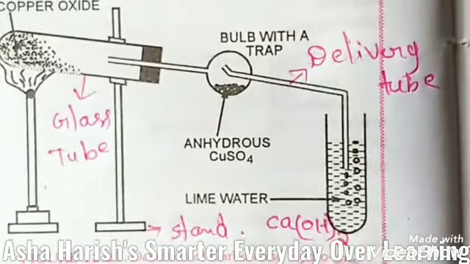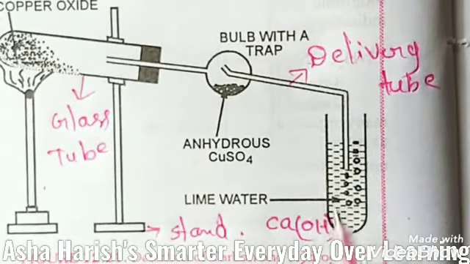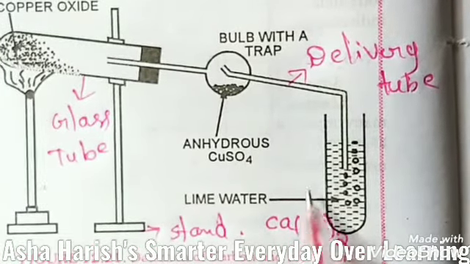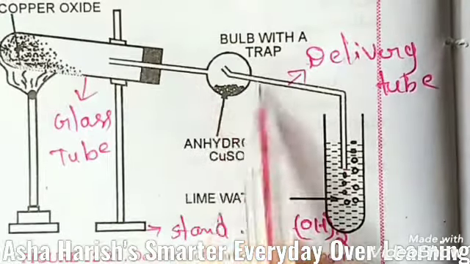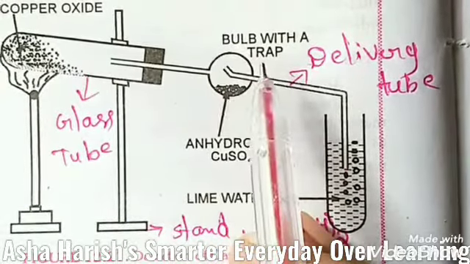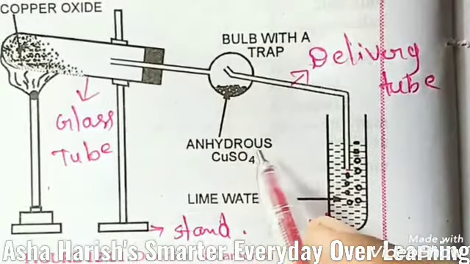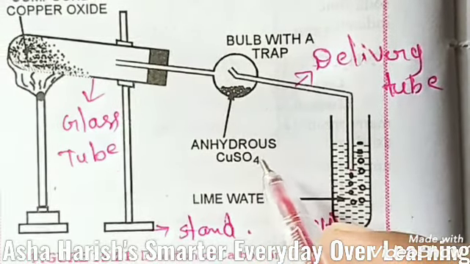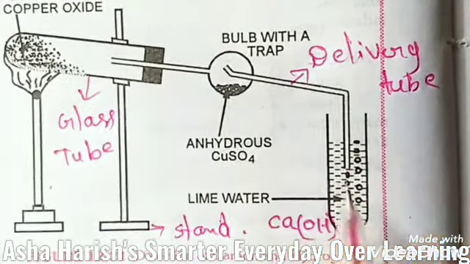Here I have written it. And the bulb in the delivery tube, here is the bulb of the delivery tube, is packed with anhydrous copper sulfate. Anhydrous copper sulfate is nothing but copper sulfate in dry condition, without water. On heating, the carbon is oxidized to CO2. Here carbon is oxidized to CO2.